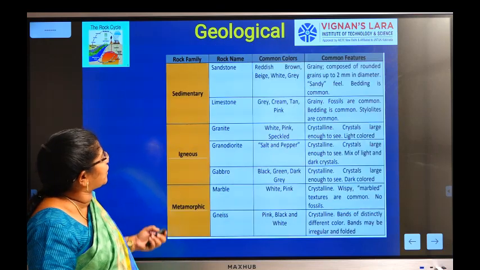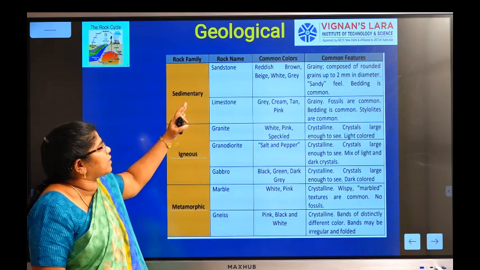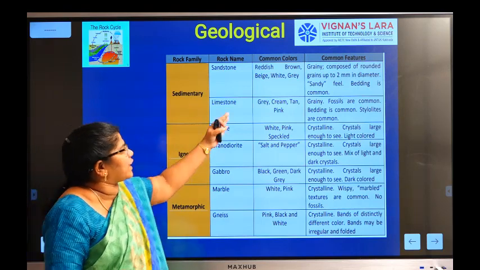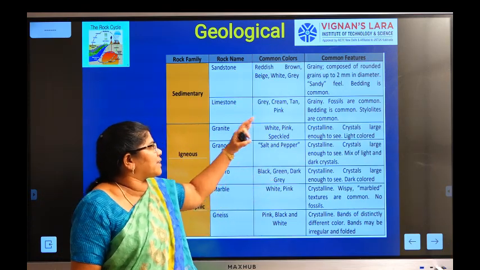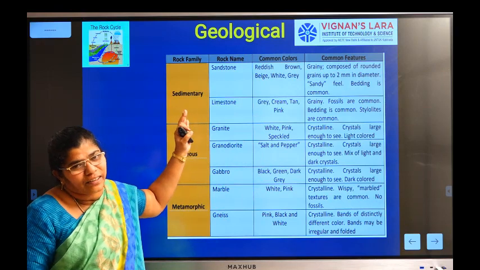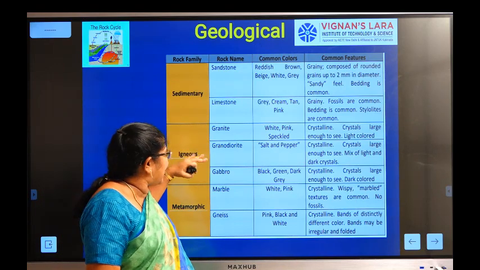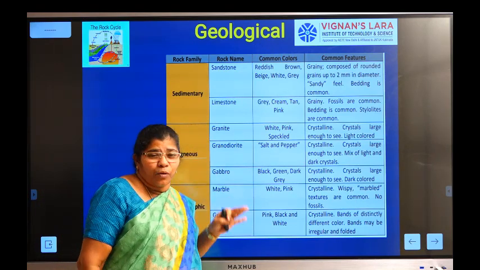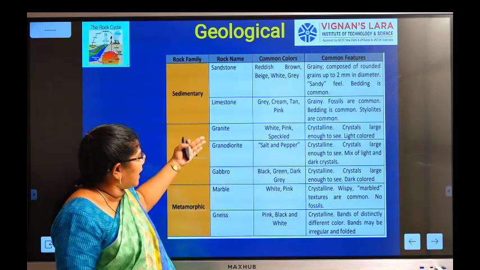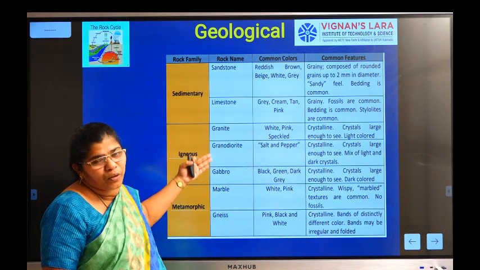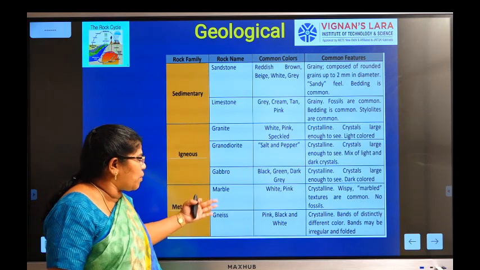Now we will go in for some examples of the three types of rocks. Sedimentary rocks: sandstone, limestone, and I have given what colors they will have available in the market and what the properties are. As I told you, sedimentary rocks form due to sediment formation and weathering action. And this is the igneous rocks, the hard molten lava due to the intrusive or extrusive process. This is granite, granodiorite and gabbro. Mostly we use granite, right? And the third one is the metamorphic rock. Mostly we use marble and gneiss.